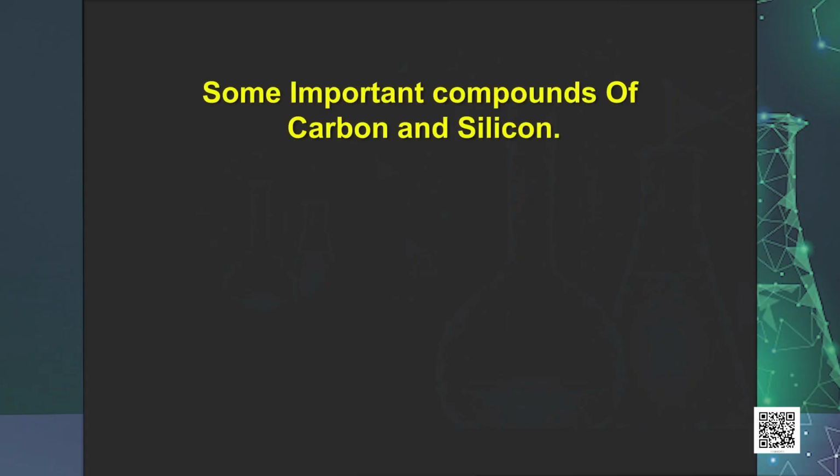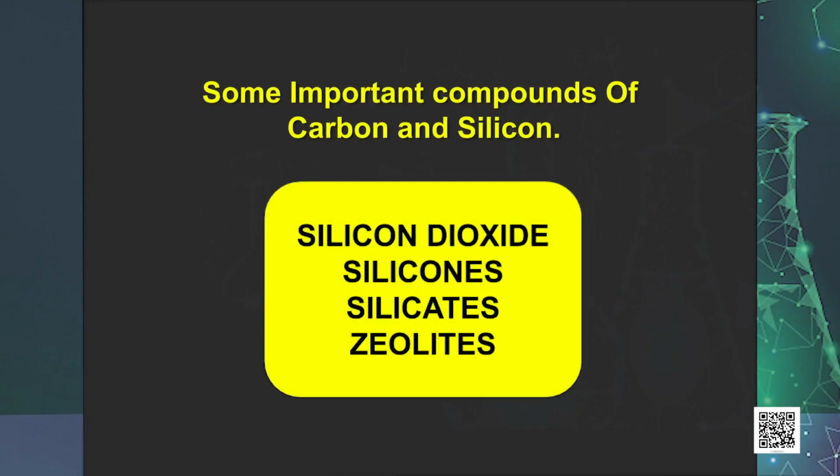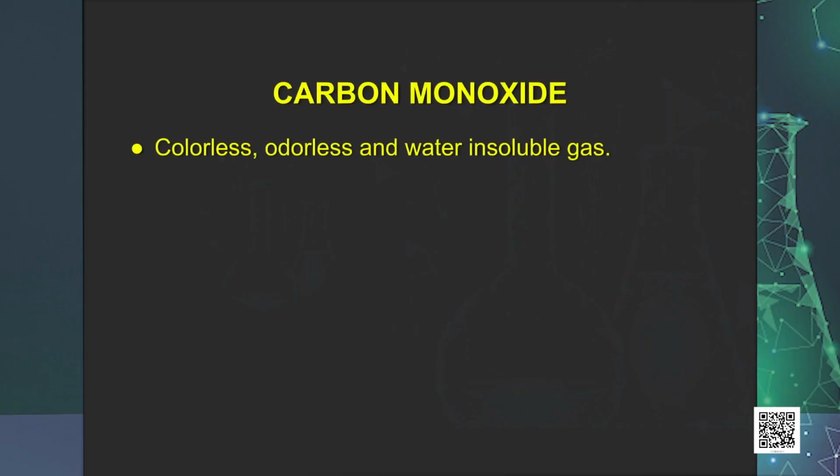Next topic we have is some important compounds of carbon and silicon. The two important oxides of carbon are carbon monoxide, which is CO, and carbon dioxide, which is CO2. And for compounds of silicon, we have silicon dioxide, silicones, silicates and zeolites. Let us start with carbon monoxide. Carbon monoxide is a colorless, odorless and almost water insoluble gas.